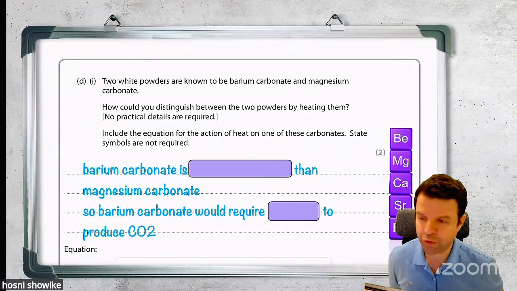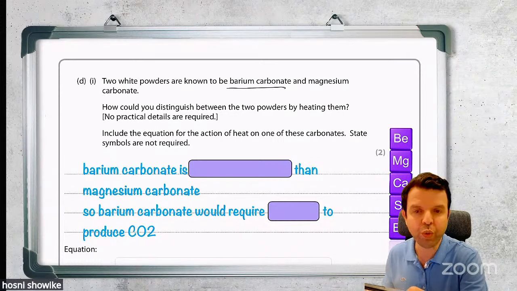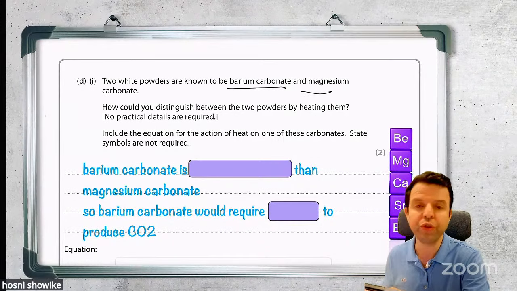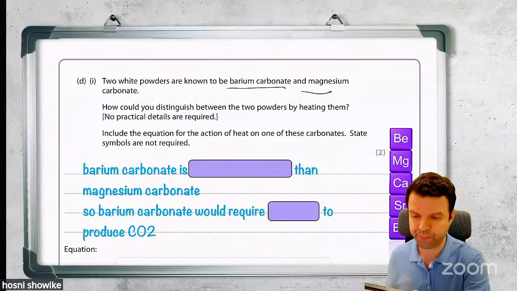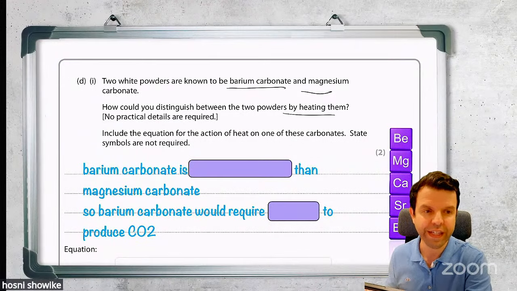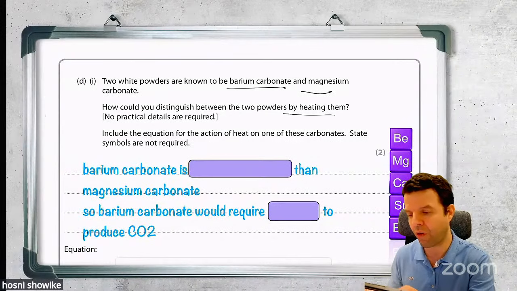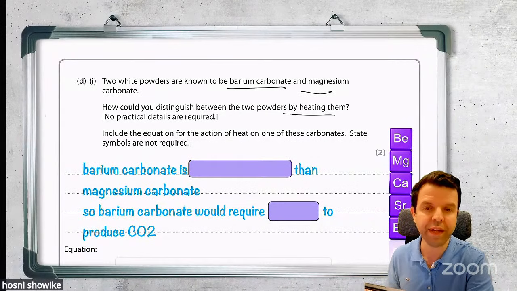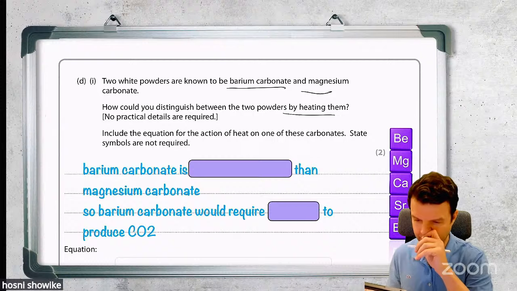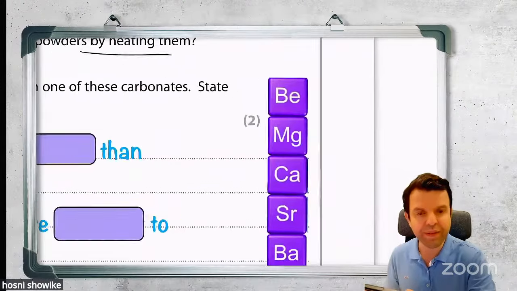You have two white powders. One is barium carbonate, one is magnesium carbonate. How could you distinguish between those two? By heating. In other words, test the thermal stability of barium carbonate and magnesium carbonate. I told you about this at the beginning.